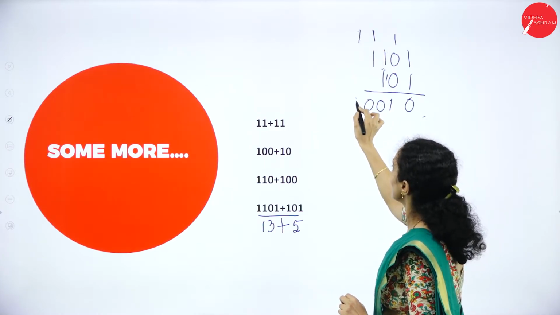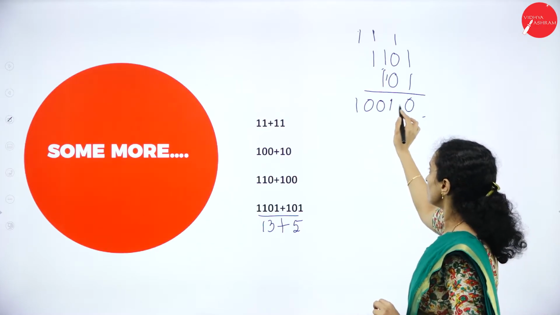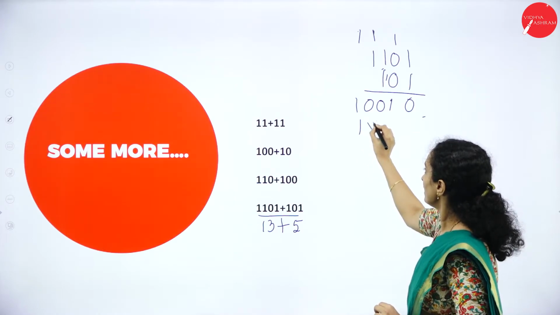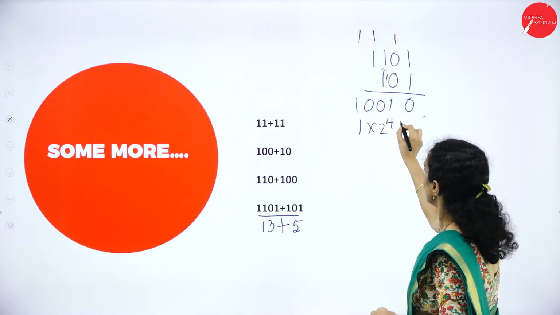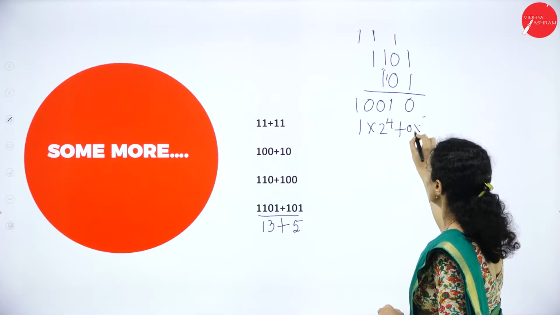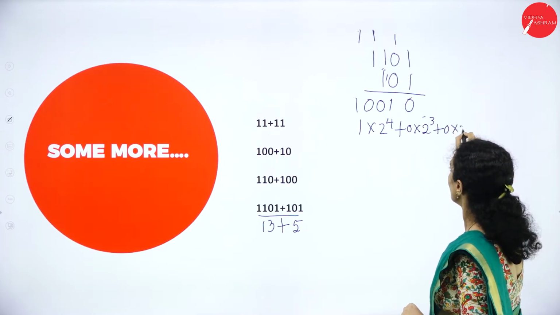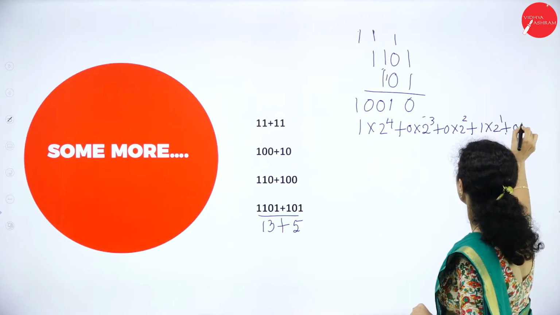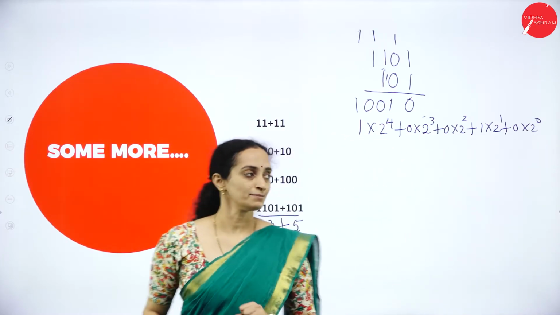We don't have the values here. We shall keep it as 1. 1, 0, 0, 1, 0. What is the result? 1 into 2 to the power of 4 plus 0 into 2 to the power of 3 plus 0 into 2 to the power of 2 plus 1 into 2 to the power of 1 plus 0 into 2 to the power of 0. So what is the result?